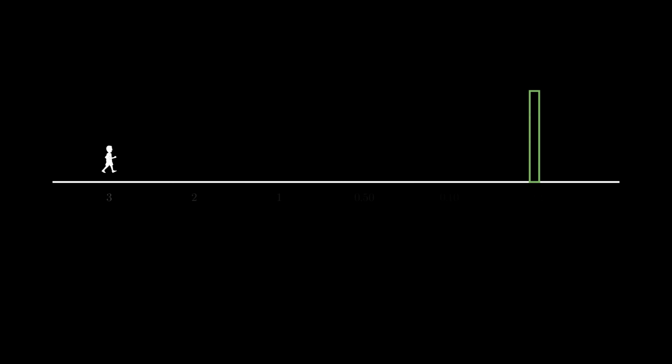Imagine walking toward a door. As you get closer, your distance to the door decreases. Even if you never actually reach the door, we can say you are approaching it. In mathematical terms, your position has a limit at the door's location.